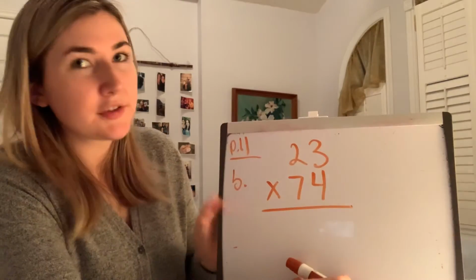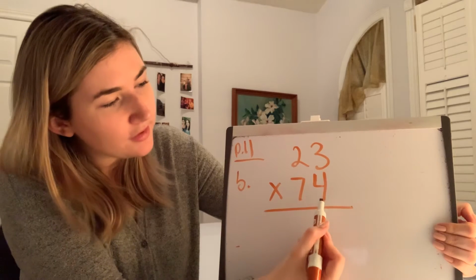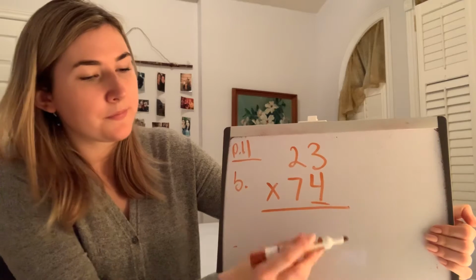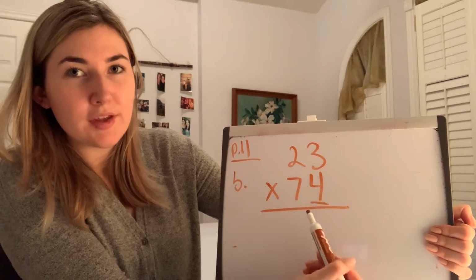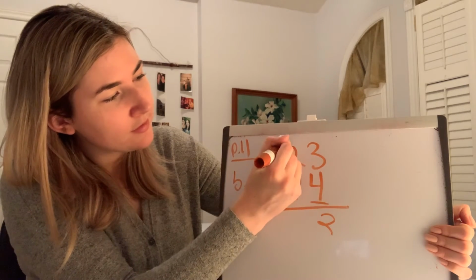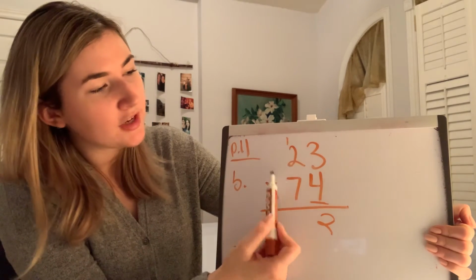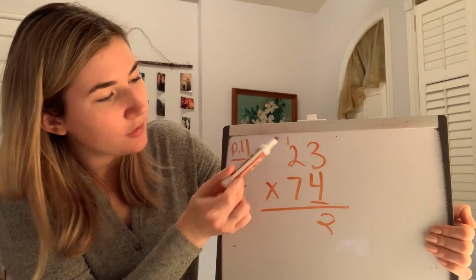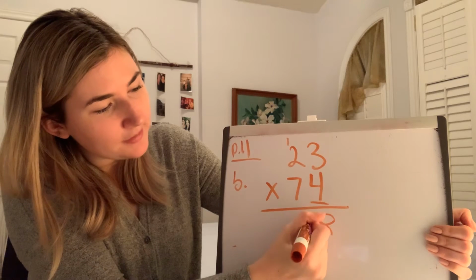We have 23 times 74. So our first step is multiplying everything by our first digit in the ones column. So we have 3 times 4 equals 12. We'll bring down the 2, carry the 1, and then we have 2 times 4 equals 8, plus the 1 we carried over, which will give us 9.